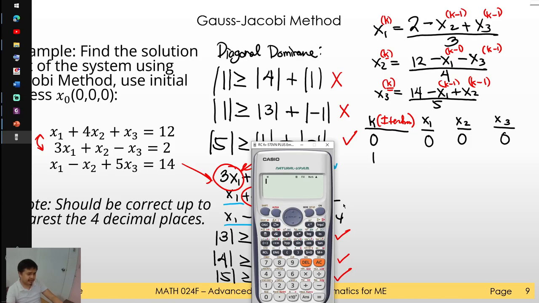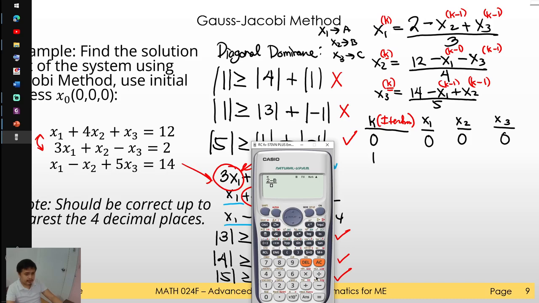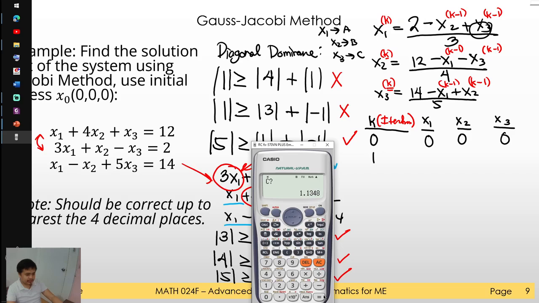So we have here 2 minus, I guess I will write here x1 is a, x2 is b, x3 is c, just to have annotation here. So 2 minus b minus c over 3 for the first calculation. So we have b, so x2 is initially 0. So substitute this, we have 0 and then 0 as well here. So we substitute here 0, 0, so 0 again. So the first, but why do I have c?